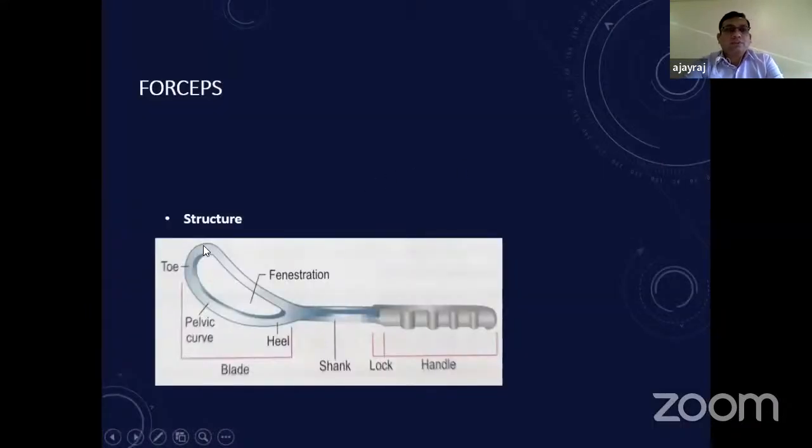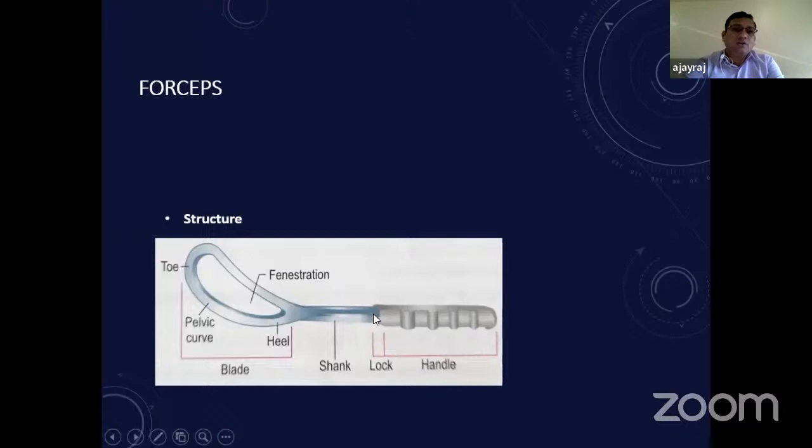So forceps, this is the structure of the forceps. This is the toe. This is the pelvic curve, and the other side is the cephalic curve. This is the fenestration. Some forceps are solid, but this is the fenestrated forceps. Toe, curve, and heel constitute the blade. The part which connects the handle and the blade is called the shank.